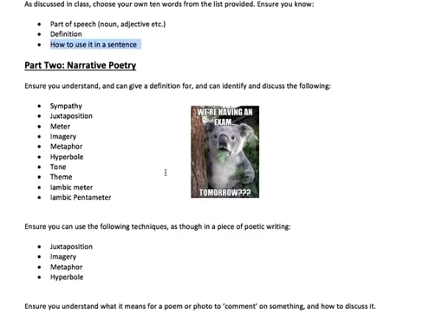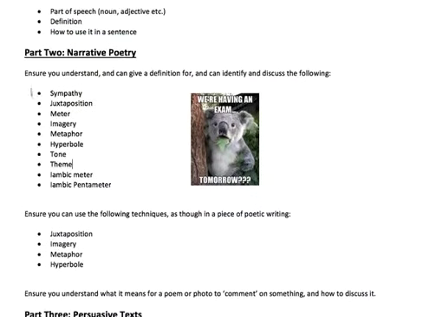Second part, narrative poetry. Ensure you understand and can give a definition for, and can identify and discuss, the following. So you need to know what these are, be able to give a definition for them, and if I was to show you a piece of poetry that had these in them, I want you to be able to point to them and tell me about them. For example, sympathy, juxtaposition, meter, imagery, metaphor, hyperbole, tone, theme, iambic meter, and iambic pentameter.